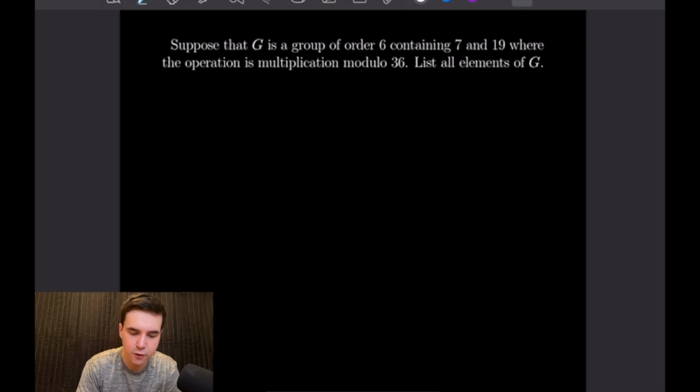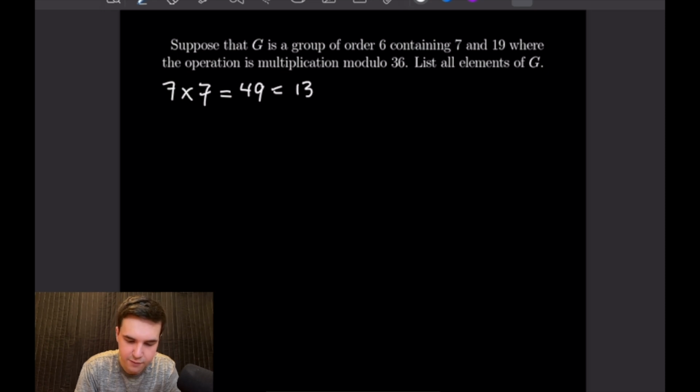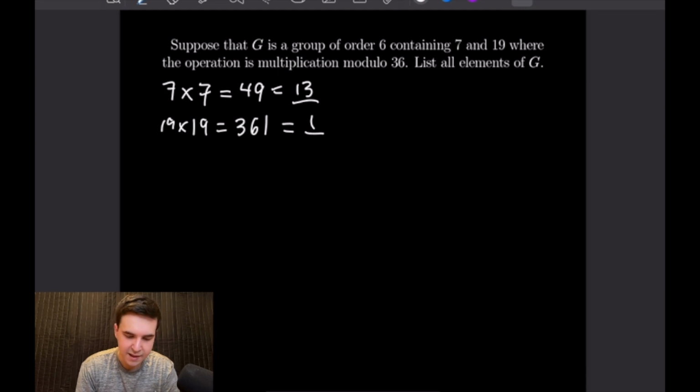So let's go ahead and start out with the easiest one probably, and that is 7 times 7. Well, 7 times 7 is equal to 49, but 49 is exactly 13 more than 36, so that gives us our first additional element there. So now we have 7, 13, and 19. So in the same vein, let's go ahead and check 19 times 19. Well, 19 times 19 is equal to 361, which is exactly one more than 36 times 10, so that gives us our second element generated there, and that will be 1, which will also be the identity.